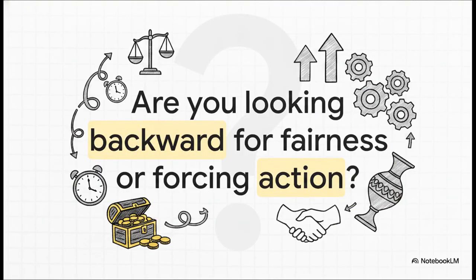So, what's the big takeaway here? When standard money damages fail, you really just need to ask yourself one question. Are you looking backward to strip away unjust enrichment and restore fairness? Because if so, you want restitution. Or are you forcing future action because an item is completely irreplaceable and no substitute exists? Because if so, you're looking for specific performance. Keep that fundamental distinction in mind, and you will absolutely ace this section of your exam.